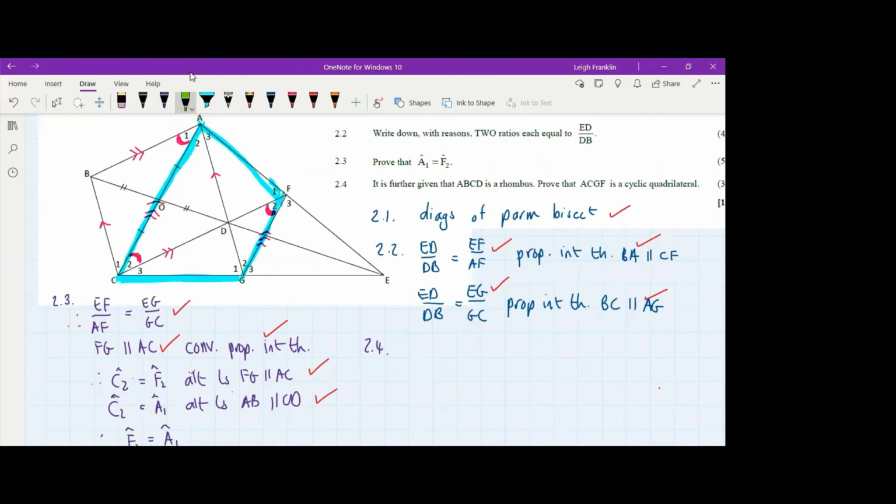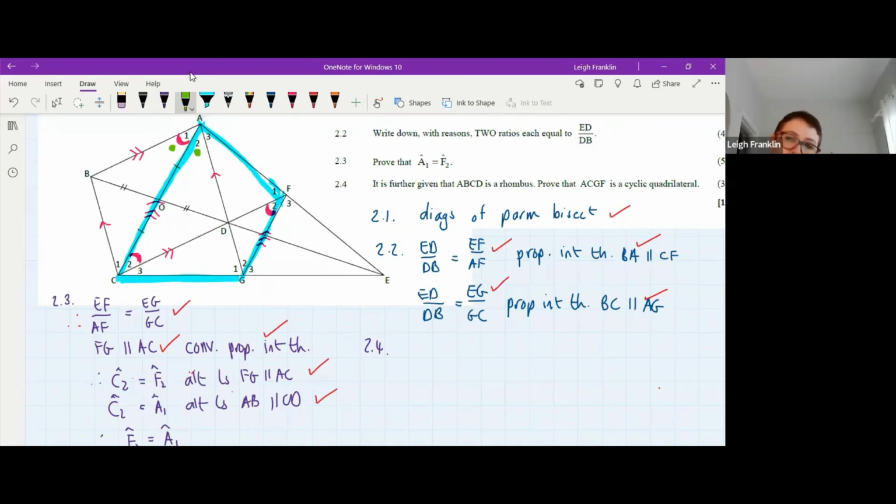Ma'am, can we say angle A and G are supplementary? Does it play a part? That doesn't play a part in this particular thing. They will be, so angle A2 plus A3 plus G2 plus G1 will add up to 180 degrees, but that's once we've proved that the quad is cyclic. We haven't done that yet.